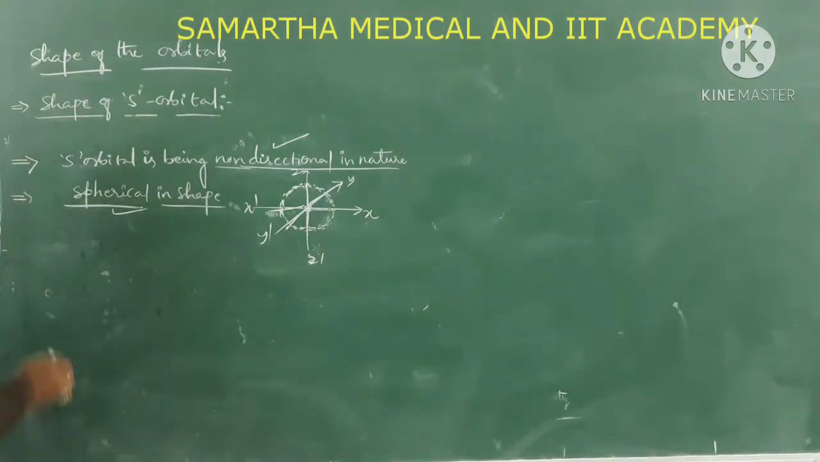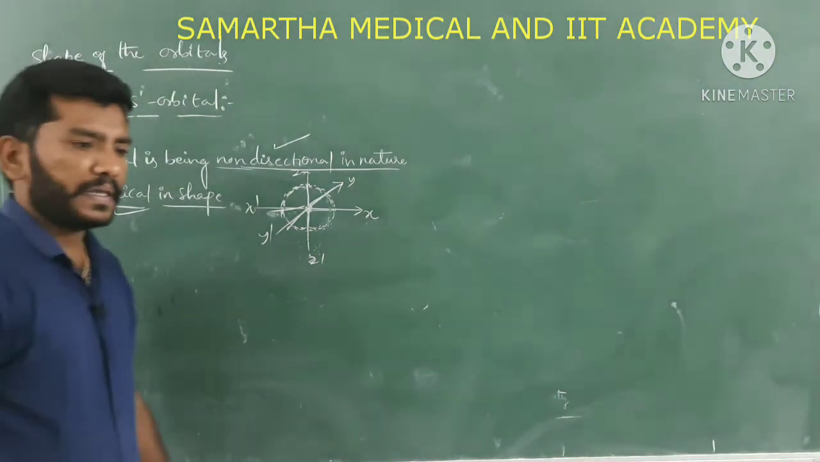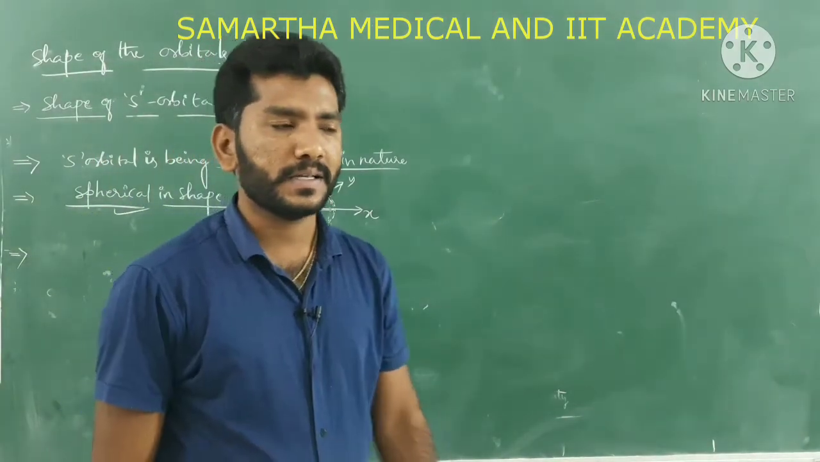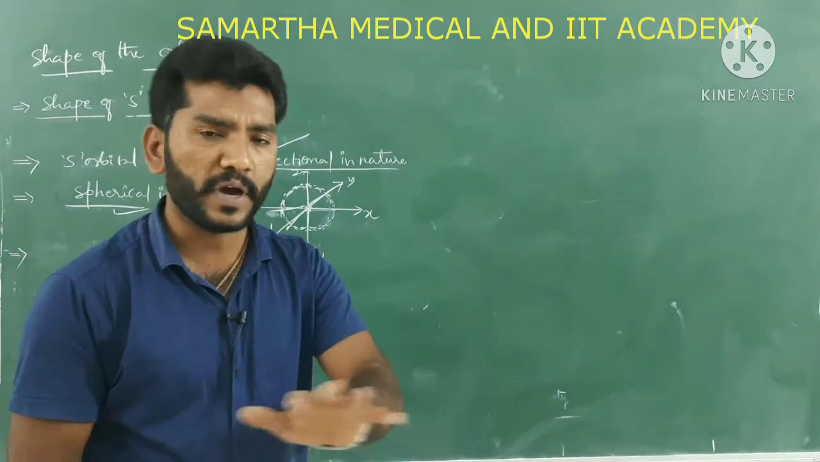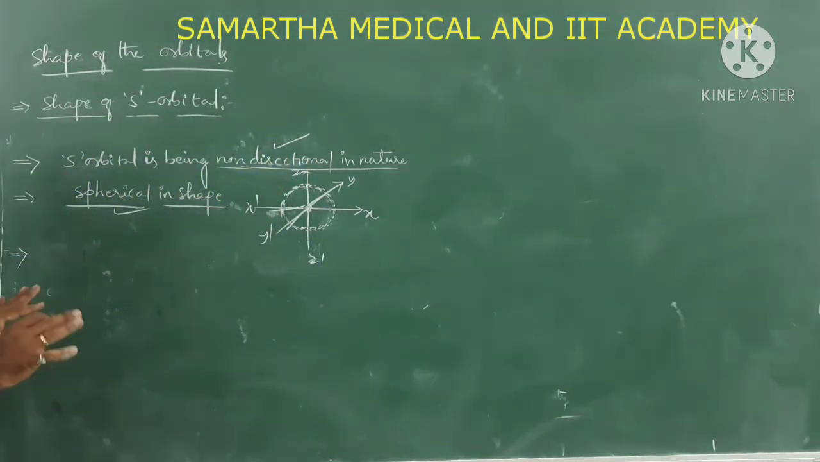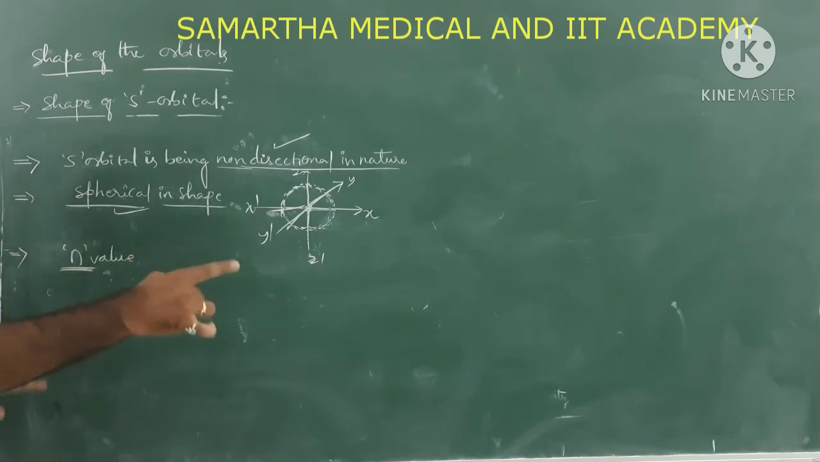Okay, and one more important thing we have to know, guys, is that as the n value increases, the energy and size of that particular orbital is going to increase. Very much important. Suppose we increase the n value, meaning the energy level. As we increase the n value, the size and energy of the particular orbital is going to increase. Very much important, guys, this particular point.